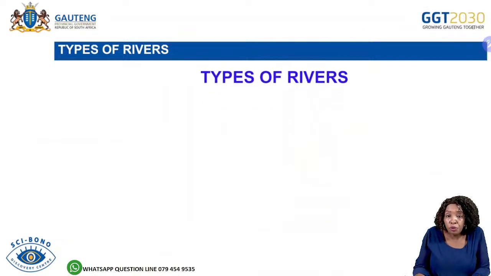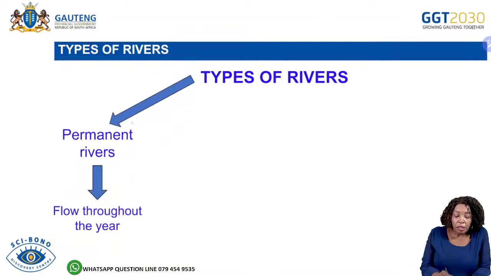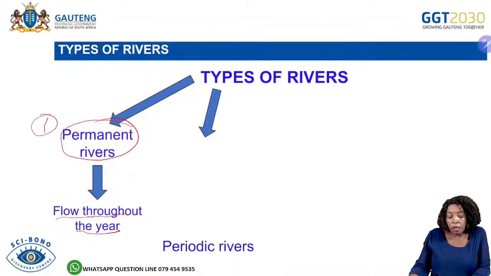Right. I hope you did understand all those concepts that I was explaining. And then we are now going to look at the types of rivers. We've got four types of rivers. The first one is your permanent rivers. When we describe what permanent rivers are, we say these are rivers that flow throughout the year. So there's a permanent flow of water throughout the year.